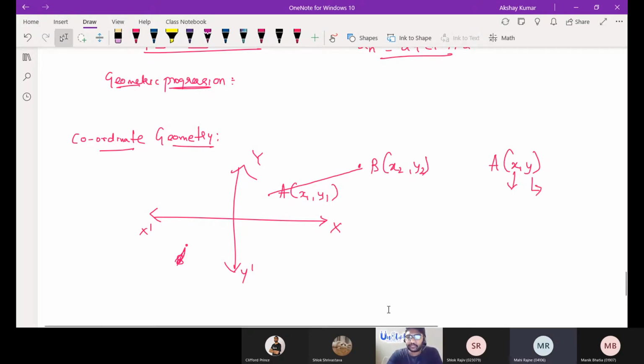X1, Y1. That's just a name, but there is a specific name for it in coordinate geometry. If you draw the x-axis and y-axis and locate a point, there is a specific name for x and a specific name for y. What do you call them?